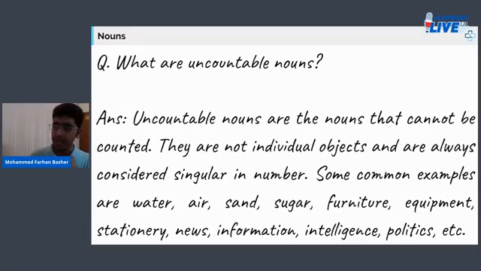So uncountable nouns are the nouns that cannot be counted. They are not individual objects and are always considered singular in number. Some common examples are water, air, sand, sugar, furniture, equipment, stationery, news, information, intelligence, politics. These are all uncountable nouns because you cannot possibly count them. You cannot count politics, you cannot count water, you cannot count news, you cannot count furniture, sugar, sand, air. These are all uncountable items, uncountable objects or elements, right? They're not countable in any sense. Therefore, these are known as uncountable nouns, all right?